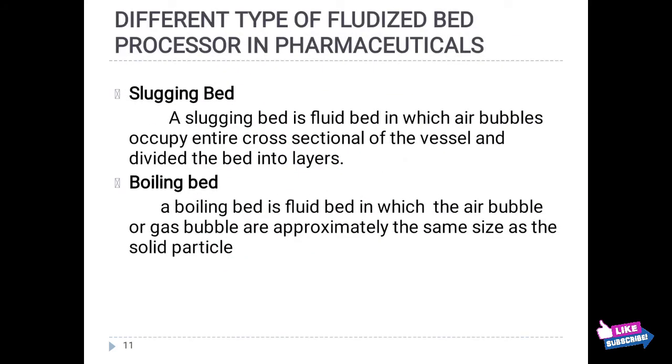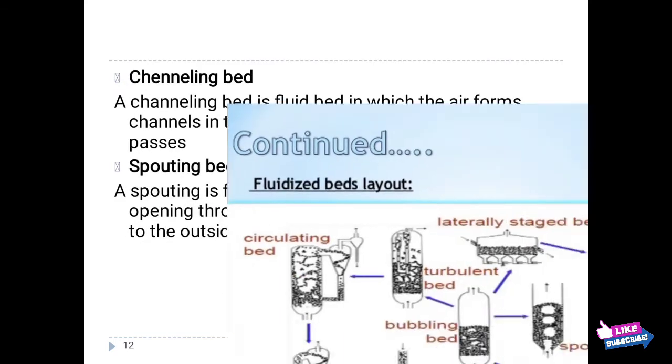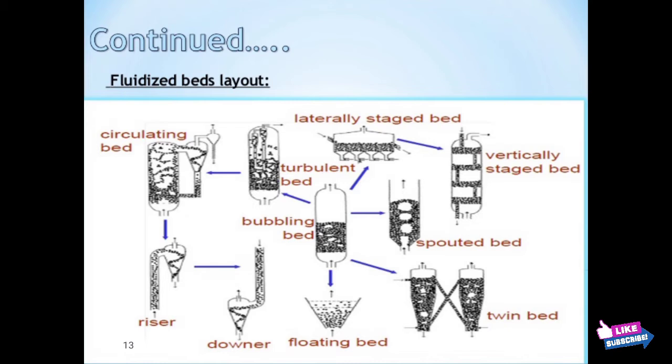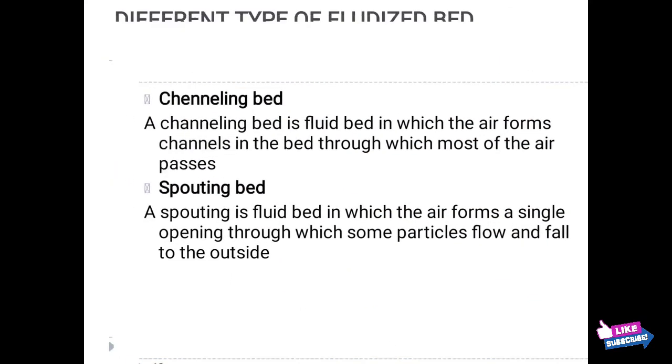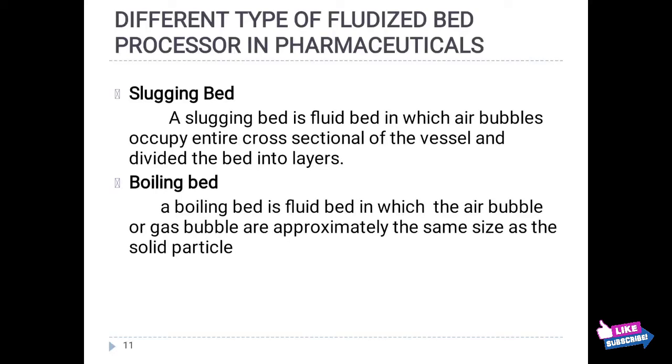Now the different types of fluidized bed processor in pharmaceuticals. Different types of beds are used. You can see the slugging bed, and I can show you the types of bed. All types of beds are here. This bed made of powder or granules is known as a powdered bed. This is known as a vertical stage bed. Let us see the first one. Slugging bed means that air bubbles occupy the entire cross section of the vessel and divide the bed into layers.